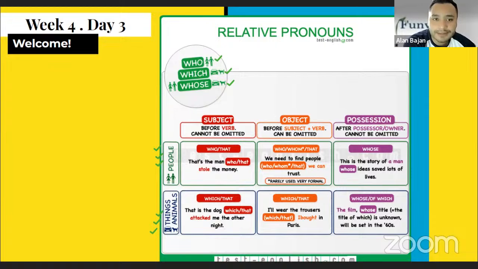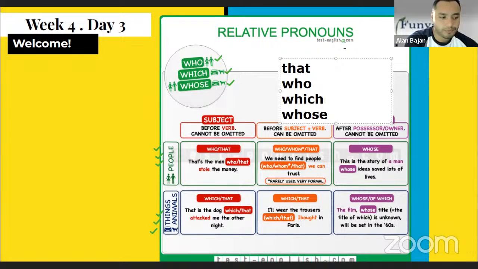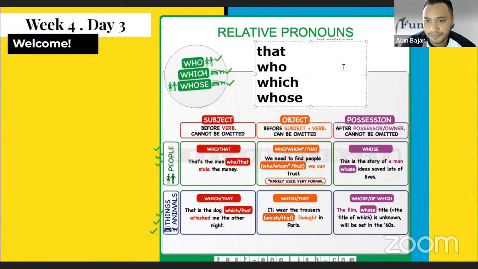We have an extra one that we call that. That can be used for people and for animals, for objects. That, who, which, whose. These are the main relative pronouns.